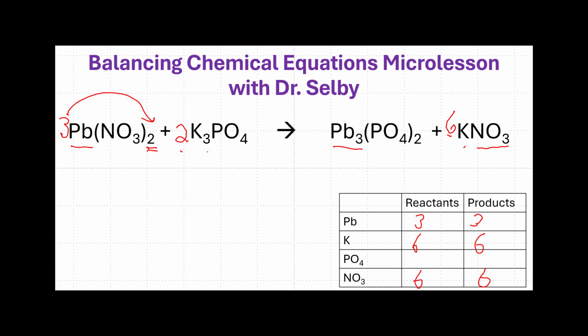And then our phosphates, we have 2 times 1 phosphate group is 2 in the reactants. And that 2 there is for the whole phosphate group because it's in parentheses, so we have 2 in the products. And that is a balanced equation.